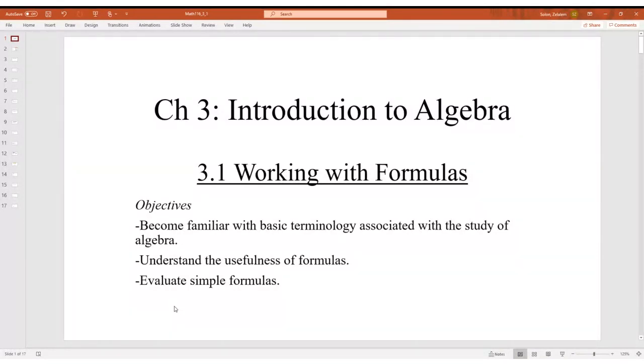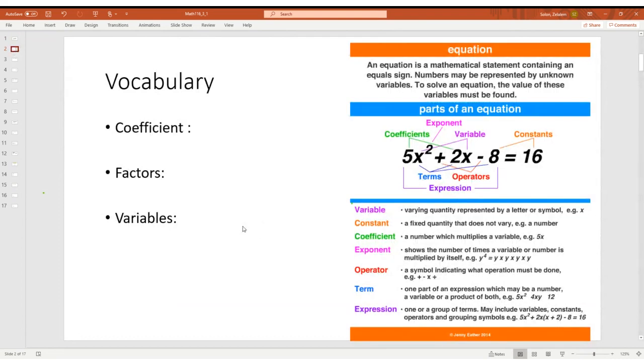So let's start. The first topic is relatively simple. The next slide is most important for me. So I want you to know the terminologies around expressions or equations or formulas. So these are the vocabularies I want you to focus on. And if you see on the right hand side, the definition of equation is it's a mathematical statement containing an equal sign. So when you see equal sign, it's called equation. If there is no equal sign, it's called expression.